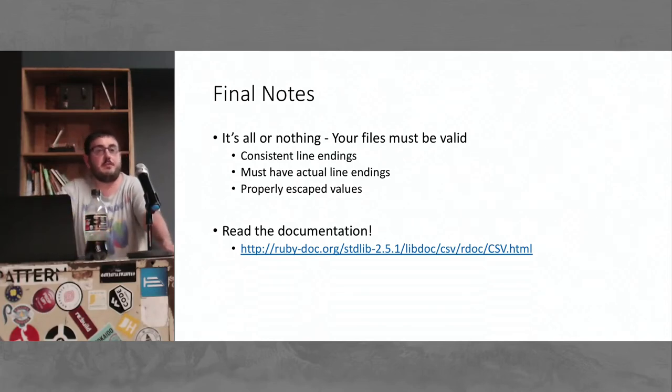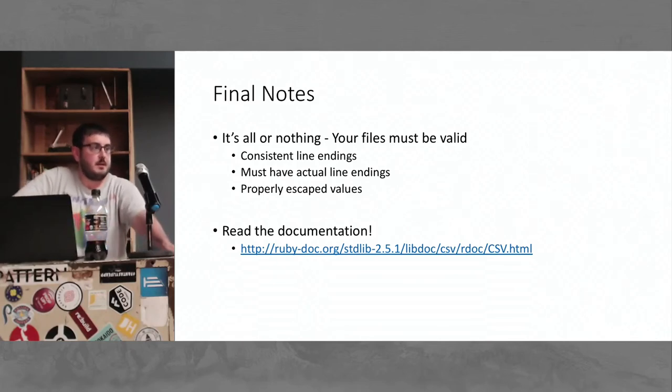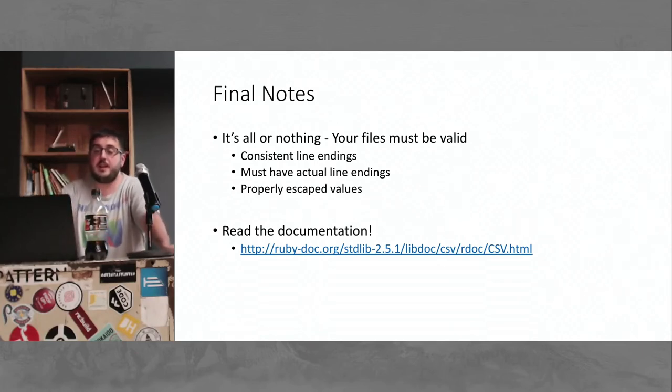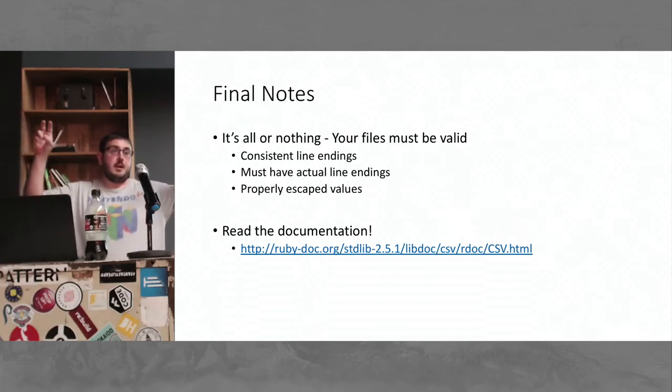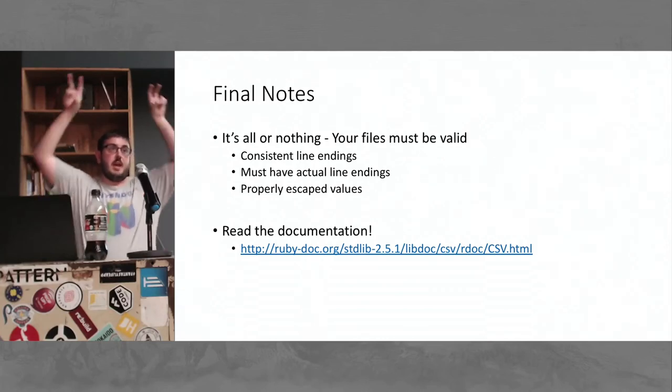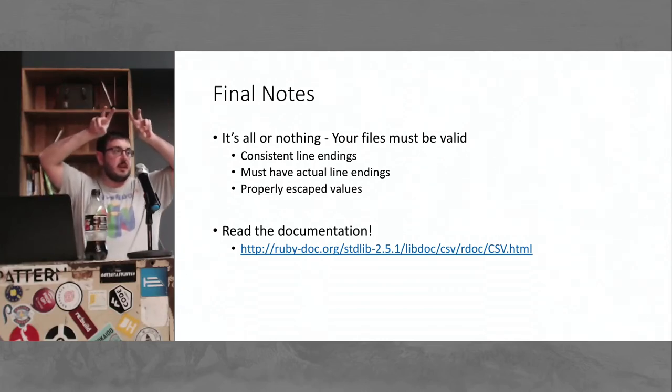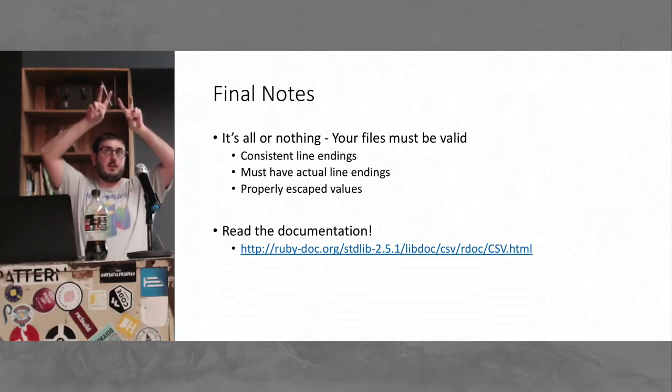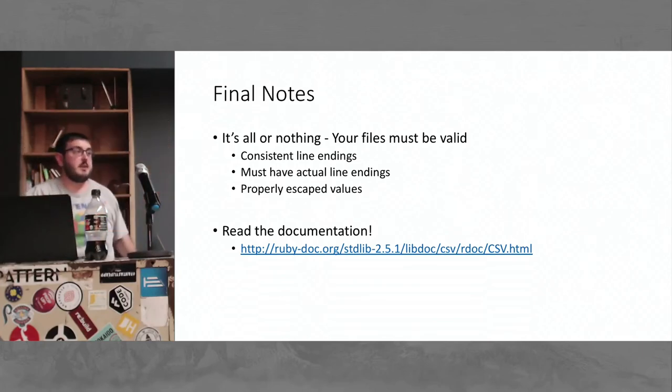Just because Excel can open your fancy CSV file doesn't mean that an actual real program can. Ruby is a real program, Excel is an abomination that allows you to cheat. So you must have proper line endings. You must actually have line endings, as I mentioned before. And you actually must have properly escaped values. Meaning, if you have a cell which is wrapped in quotes, and that string inside the quotes has its own quotes, those must be properly escaped. In CSV land, these are double quotes. That is a proper way to escape it.